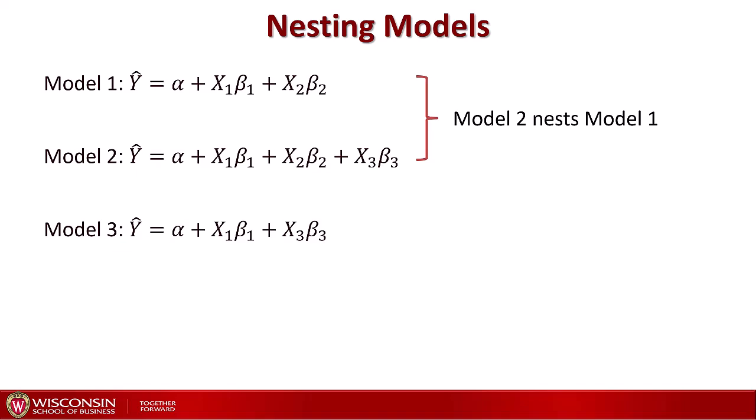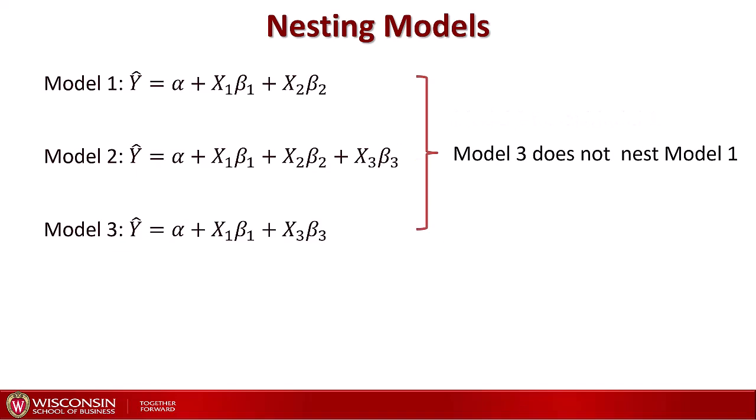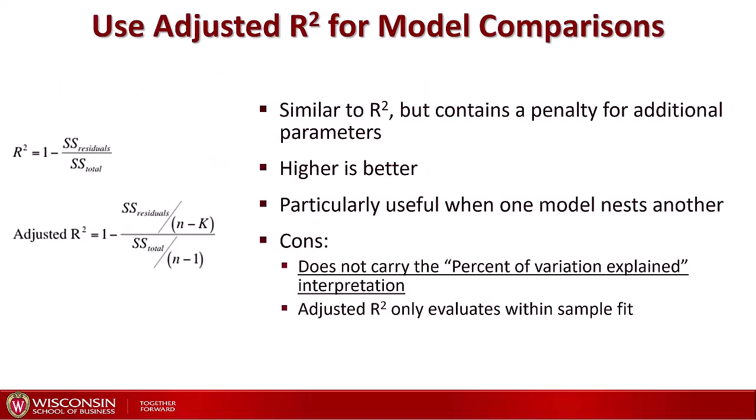If we look at model 3, it also has x3, but it doesn't have x2, so it's not the same. In that case, there is no configuration of model 3 where it would do exactly the same as model 1. In that case, we say that model 3 does not nest model 1. So when a model nests another, the R-squared can only be as good or better. So using the R-squared to compare two models when one nests another is useless because it will always tell us to add more variables.